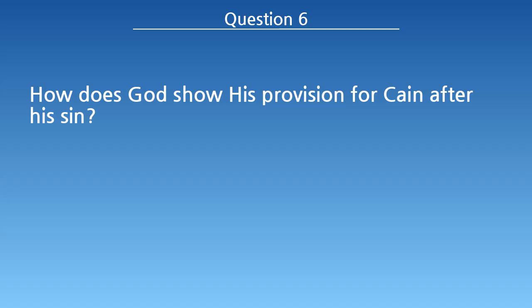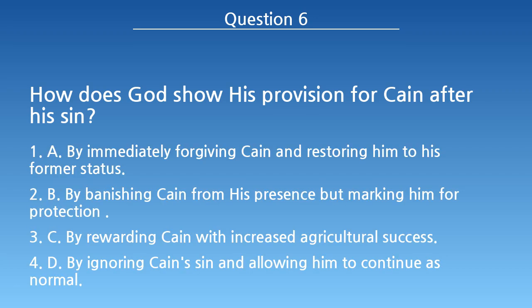Question 6. How does God show his provision for Cain after his sin? Options. 1. A. By immediately forgiving Cain and restoring him to his former status. 2. B. By banishing Cain from his presence but marking him for protection. 3. C. By rewarding Cain with increased agricultural success. 4. D. By ignoring Cain's sin and allowing him to continue as normal.